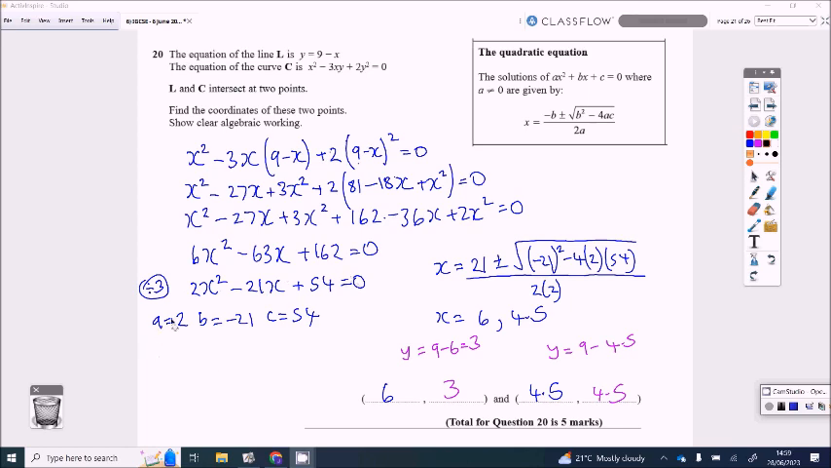So my A is 2, my B is minus 21, my C is 54, and I've substituted that into the quadratic equation, giving me x values of 6 and 4.5. I've then just used the fact that y equals 9 minus x with these x values to work out my y values being 3 and 4.5.